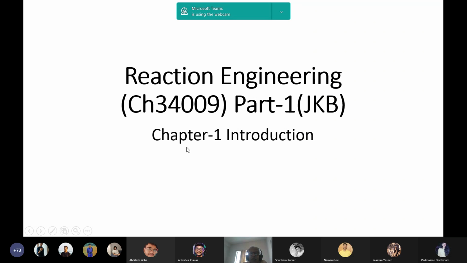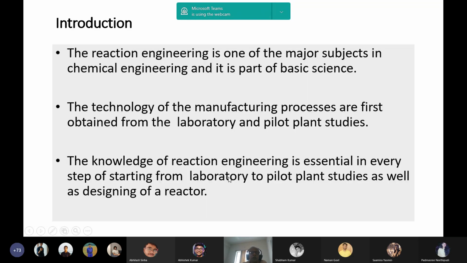The course number is mentioned, chapter 1, introduction. In the introduction, I have already introduced that reaction engineering is a subject taken from basic science. Why is it basic science? Because thermodynamics is involved, and then various heat transfer, fluid flow, all theories of science are involved in the reactor design. And the technology of the manufacturing process is nothing but laboratory study.